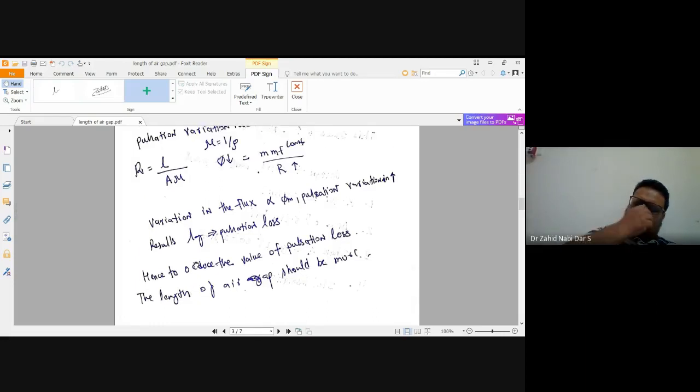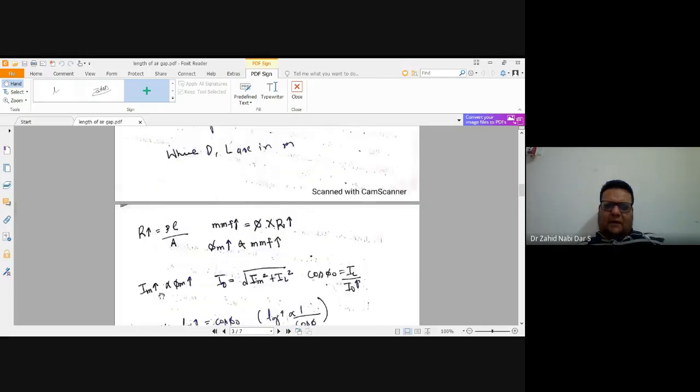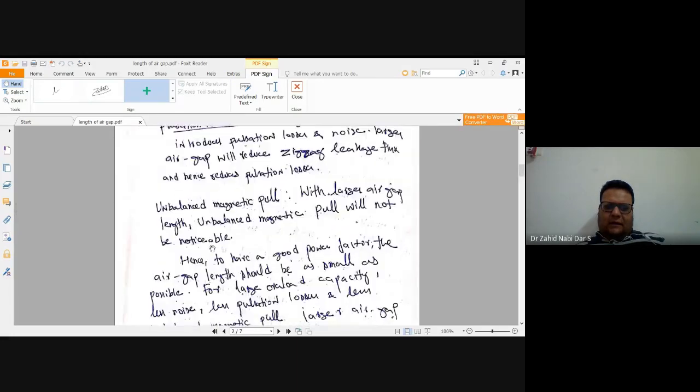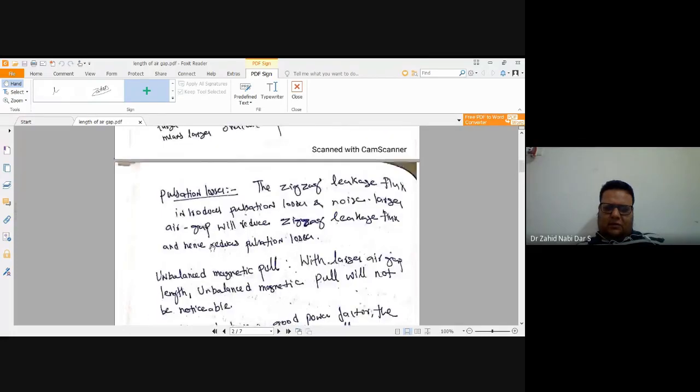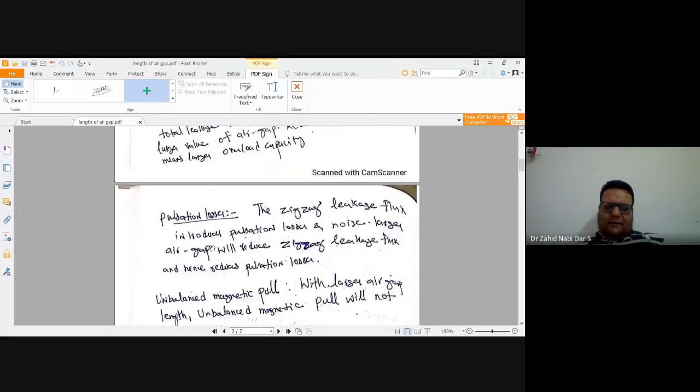Now you studied one very peculiar thing. Your power factor will improve if you keep a small length of air gap, but other factors like pulsation losses decrease by keeping the air gap more. Similarly, overload capacity also improves by keeping the length of the air gap larger.